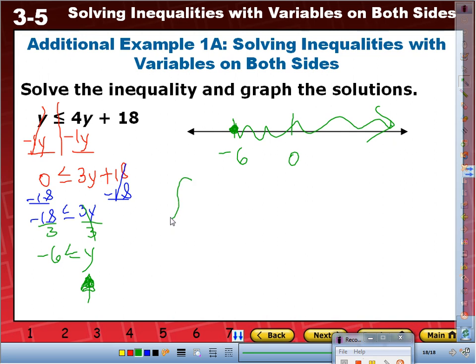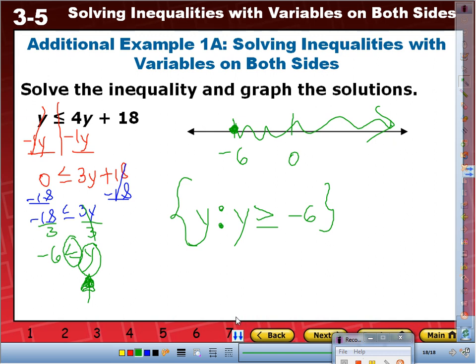Okay, my solution set: all y's such that, check this out, everybody look up. Some of you are still struggling and rewriting this. So I'm going to start with a variable, y. The inequality symbol, is it pointing to the variable? No, it points away. So then you put it away, and then you write your number, negative 6. And we're done.